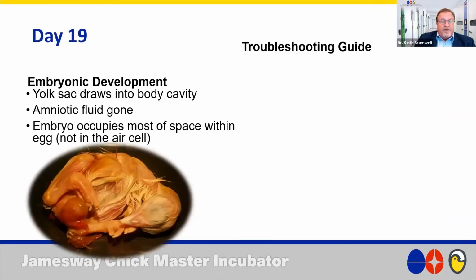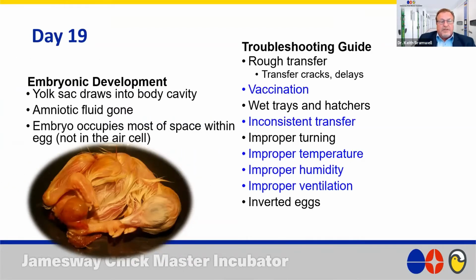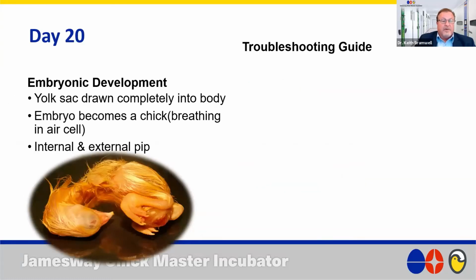Day 19, the yolk sac is mostly drawn into that body. The amniotic fluid is mostly gone. And this is where we start seeing some different things. If we see a lot of losses at this point, there's a number of things that can cause these. Our vaccination process, because day 19 is after they've been in ovo vaccinated, if we're using that process. Inconsistent or poor transfer, eggs are left out too long between the incubator and the hatcher. And so we have them sitting out, maybe getting cold, maybe getting hot. We've seen both. Or we have some incubation problems with temperature, humidity, ventilation. That's when we really start looking at what happened in the incubator when we're looking at late embryo loss.